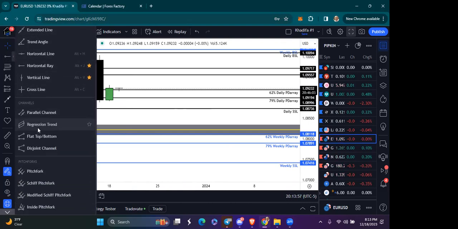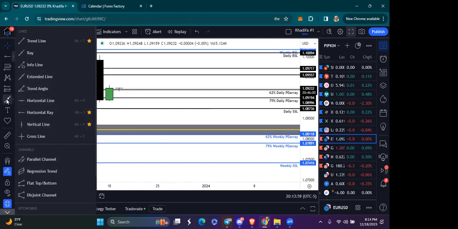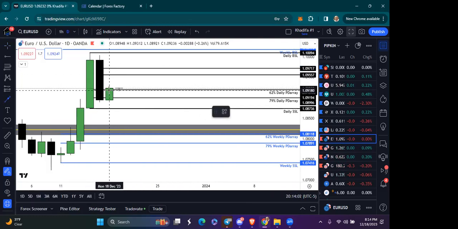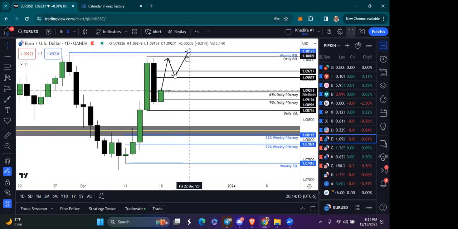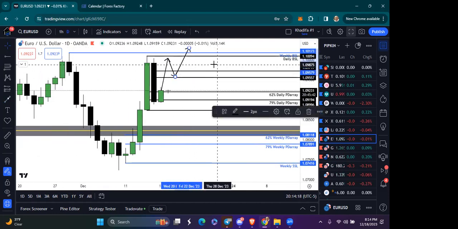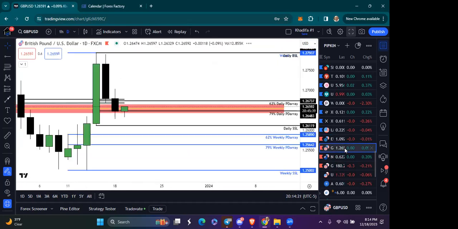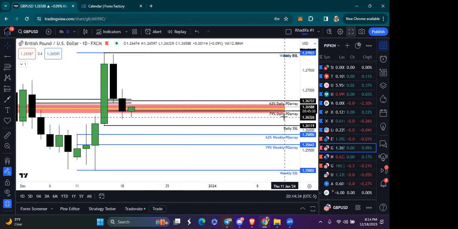I don't want to see price show any unwillingness to break through those levels. So I like to see us run straight through those levels like that, come back down, find support on those levels, and continue higher, right? That is exactly what I want to see out of Euro USD as well as the pound. I expect us to run up into Friday's premium PD array levels, run through those levels, come back down, retest those levels, and continue higher.